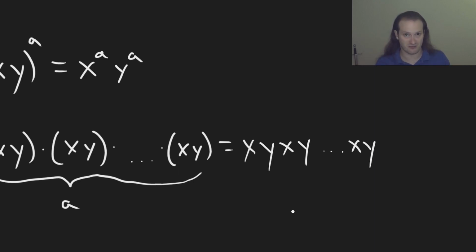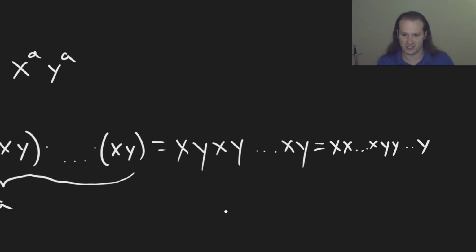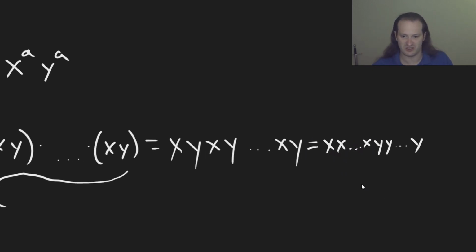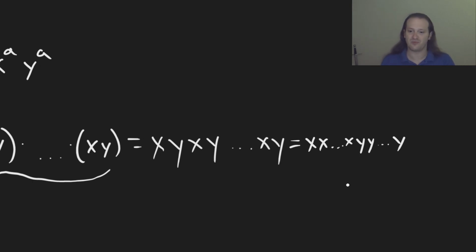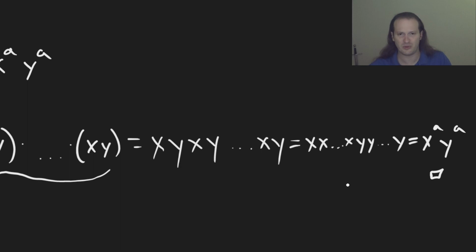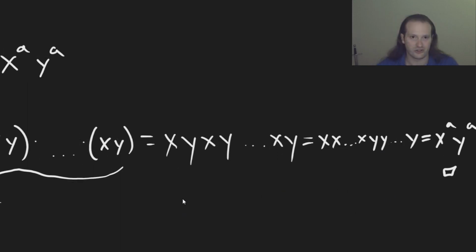But due to the commutative property of multiplication, I can rearrange all of these x's and y's. And just a reminder, there were a of these x's over here, so there should still be a amount of x's there, which means, back to the definition, we have x being multiplied by itself a times, and then we also have y multiplied by itself a times. Boom. If I put the little box there, that means my proof is done. I learned it in college.